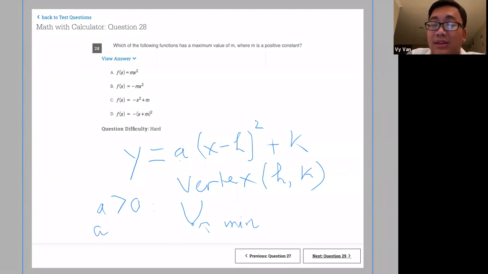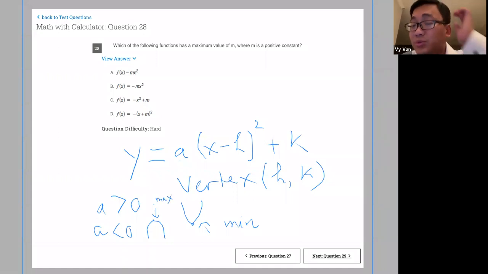And if a is less than 0, which is negative, the graph opens down. I'm sorry, when a is positive, the graph opens up. And when a is negative, the graph opens down. And in this case, the vertex is actually the max.